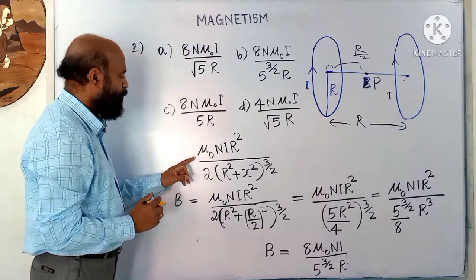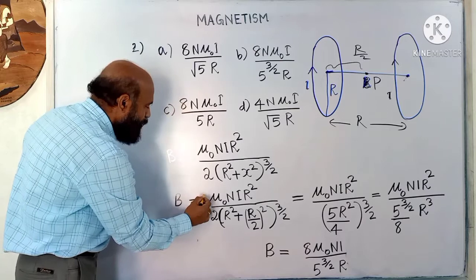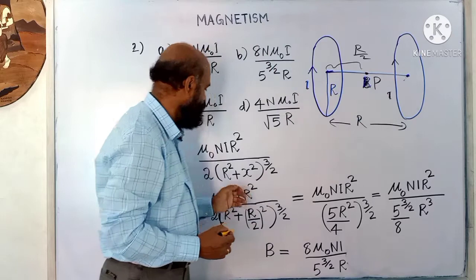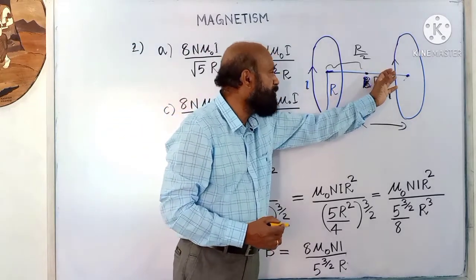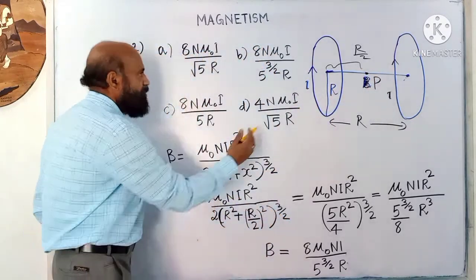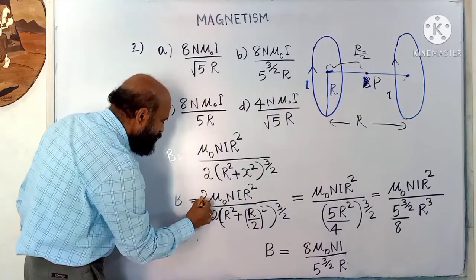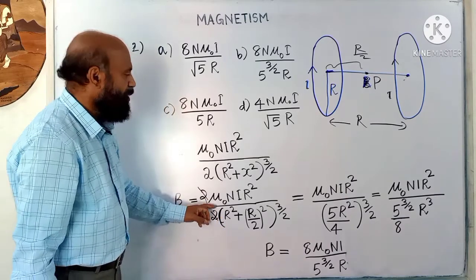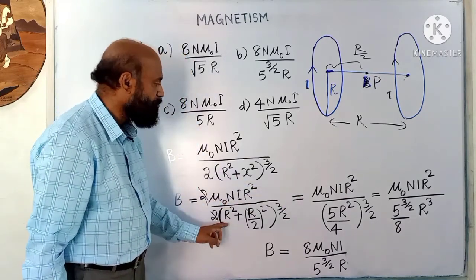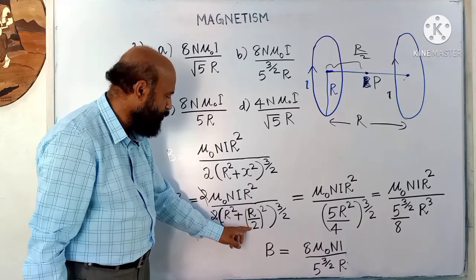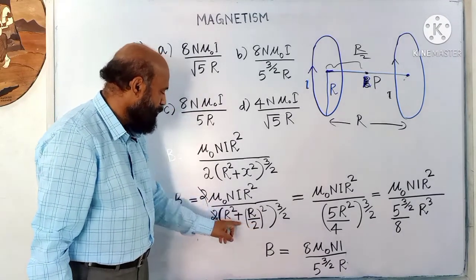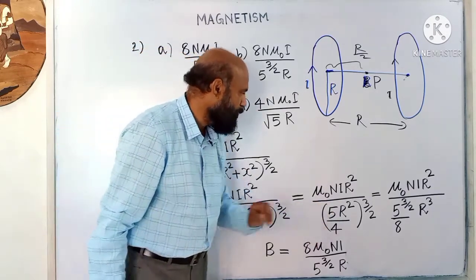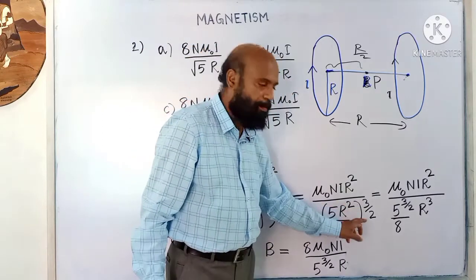So it will be double of this. So we have to double it. This is the field here because of this coil. Because of this coil also will be of the same magnitude, and its direction is in the same direction, so we have to multiply by 2. Then 2 will get cancelled. Now mu 0 N I R square by 2 square: when you square this, 2 square is 4, then 4R square plus R square is 5R square, then this 2 square is 4, and that is all raised to 3 by 2.